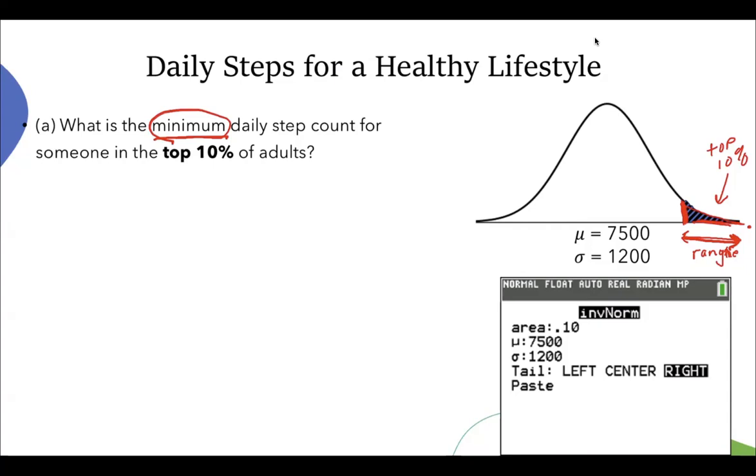So it's solved in the same way. We put our area to the right as 0.10, the mean and standard deviation, and use right as the tail. And we're going to get 9,037 steps. Okay, that's the minimum, and anybody who steps this much or more is considered to be in the top 10%.